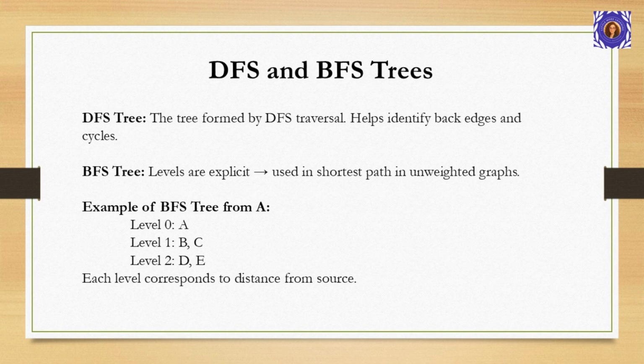DFS trees are deep and narrow. They explore deeply before backtracking, making them ideal for cycle detection and topological sorting. BFS trees are wide and shallow with explicit level structure, perfect for shortest path queries in unweighted graphs. Use BFS when you need shortest paths in unweighted graphs. Use DFS when you need cycle detection, topological ordering, or deep exploration of graph structure.